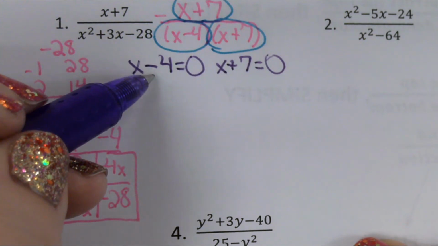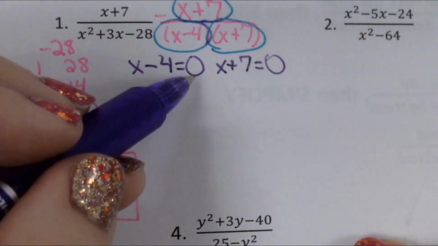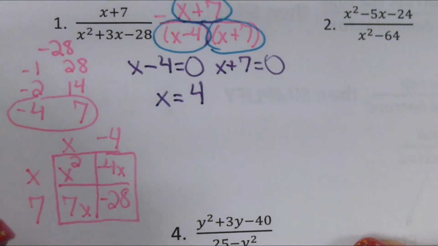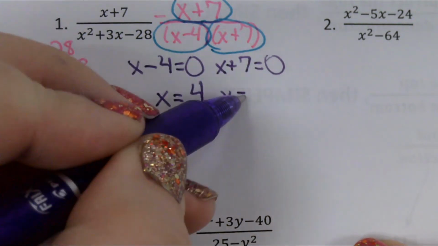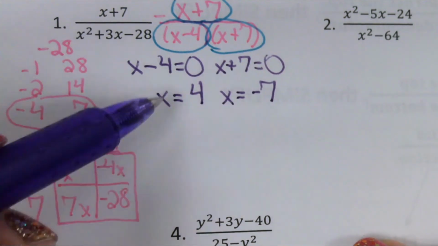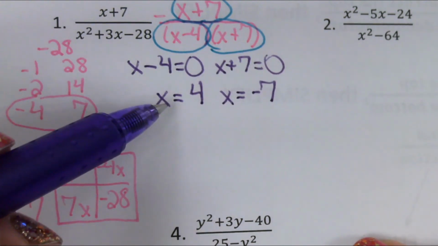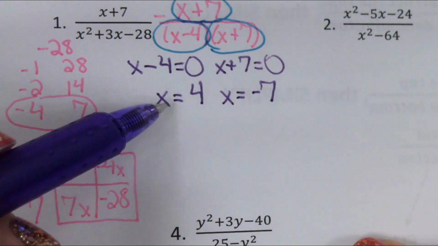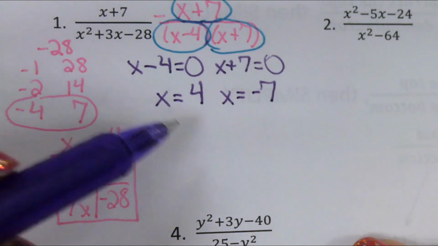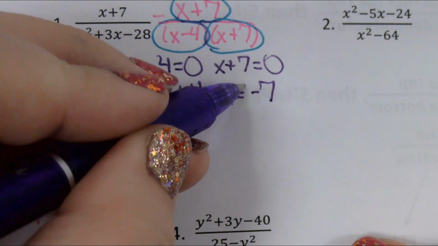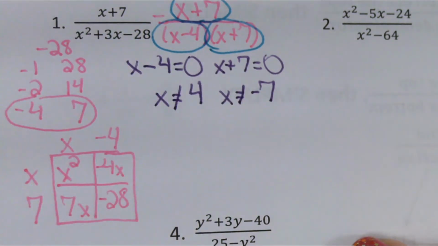So we'll add 4 to both sides. So x equals 4. Subtract 7 to both sides. And we get x equals negative 7. So if x were to equal either of those two numbers, we would get 0 in our denominator. So these are our excluded values. To show that they are excluded from potential numbers plugged in for x, we put a line through them and say that x cannot equal either of those numbers without creating something undefined.